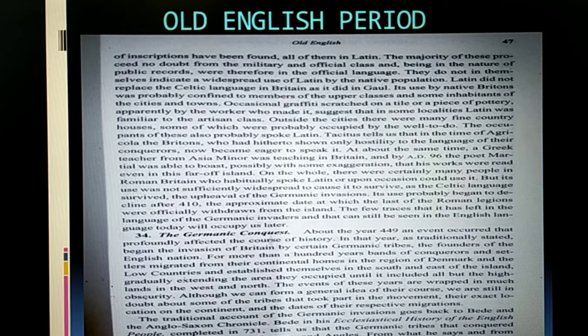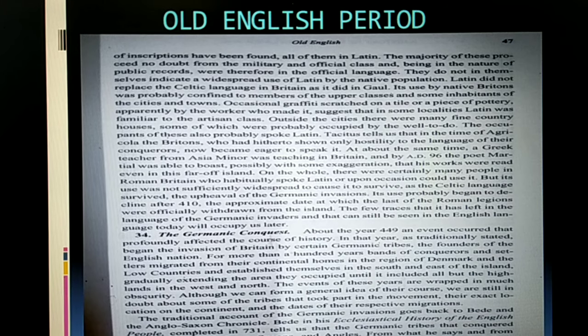The events of these years are wrapped in much obscurity. Although we can form a general idea of their course, we are still in doubt about some of the tribes that took part in the movement, their exact location on the continent, and the dates of their respective migrations. The traditional account of the Germanic invasion goes back to Bede and the Anglo Saxon Chronicle. Bede, in his Ecclesiastical History of the English People, completed in 731, tells us that the Germanic tribes that conquered England were the Jutes, Saxons, and Angles.